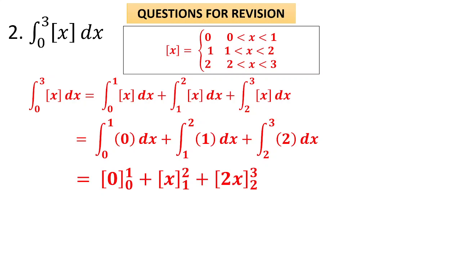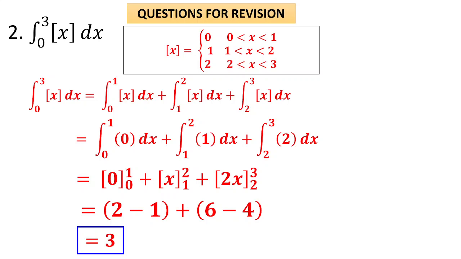The first integral we need not do because it is 0. The second integral is x from 1 to 2 and the second one is 2x from 2 to 3. When I substitute the values, that is upper limit minus lower limit, the final answer is 3. Like this you can do the integration of the greatest integer function.